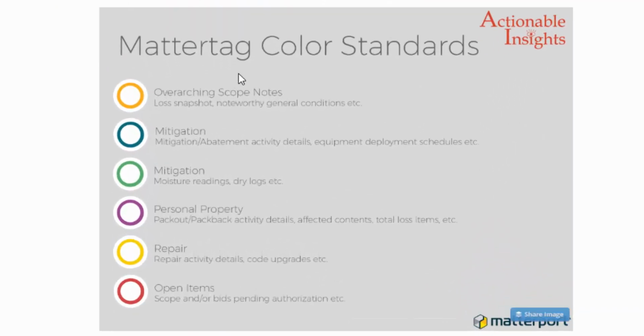Orange for overarching scope notes, blue for mitigation, abatement activity details, equipment deployment schedules, green for mitigation moisture readings and dry logs, purple for contents, yellow for repair, red for open items that need to be discussed.